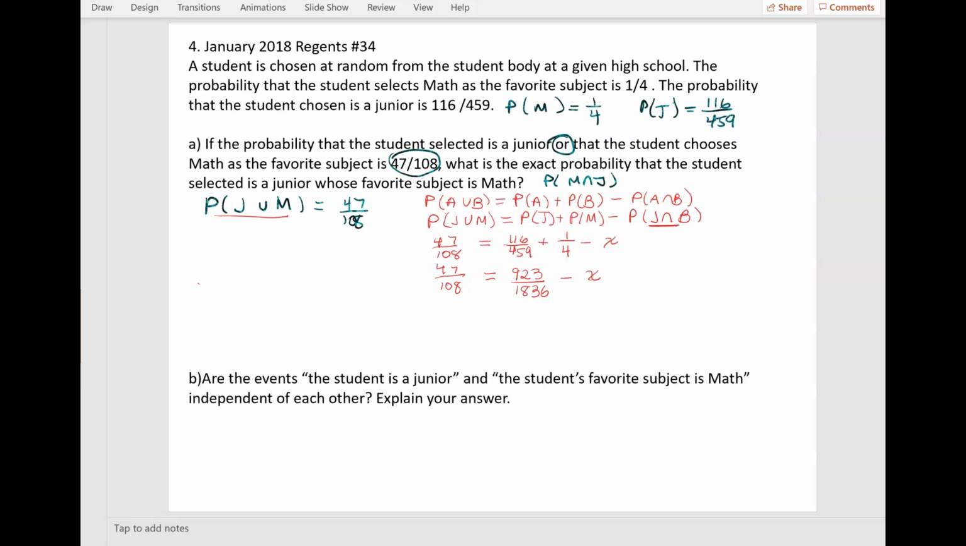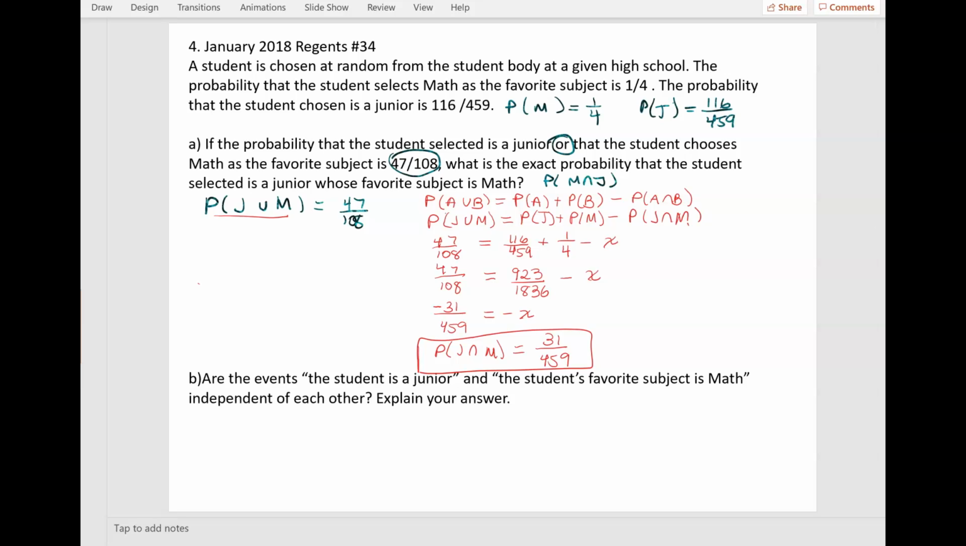So now you subtract the 923 over 1836 from the 47 over 108, and you get negative 31 over 459 is equal to negative x. Divide both sides by negative 1, and you get the probability of both events happening, junior and liking math. That should be an M, and this should be an M, is equal to 31 over 459.